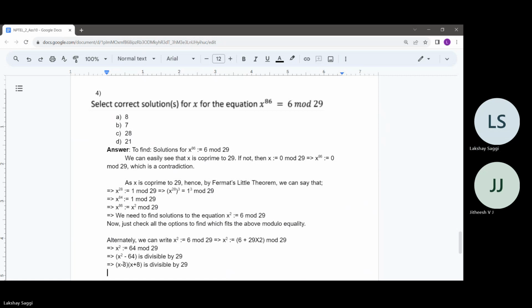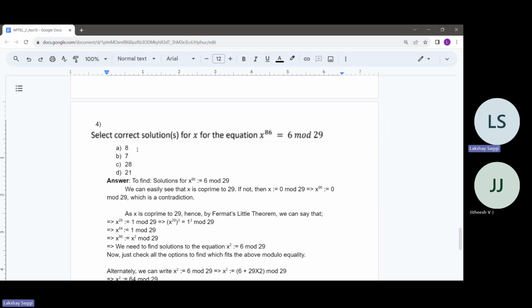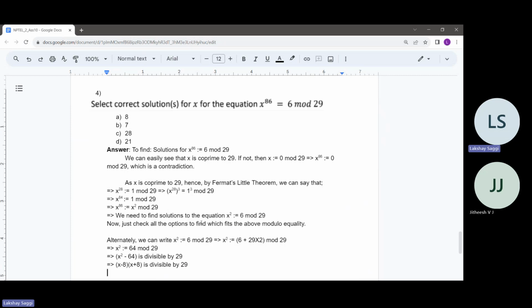is divisible by 29. So note that earlier we just checked all the options and saw which one fitted and which did not. And we were not sure whether the set of options which we have is an exhaustive set. Will all the possible solutions be covered in this manner?